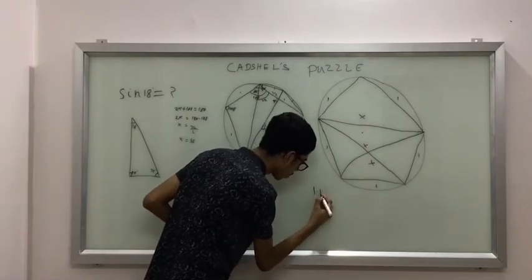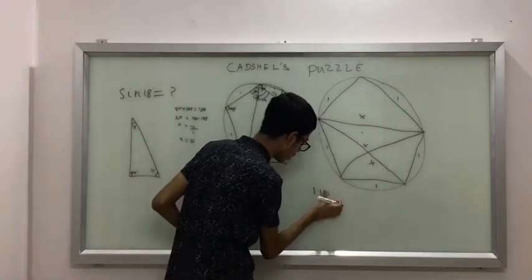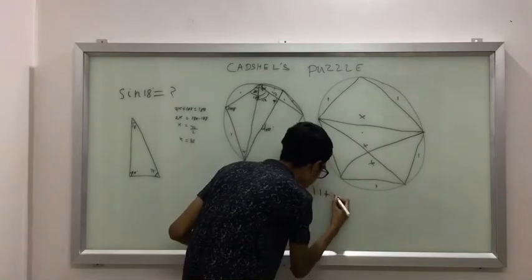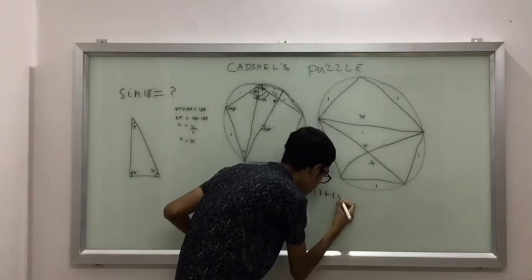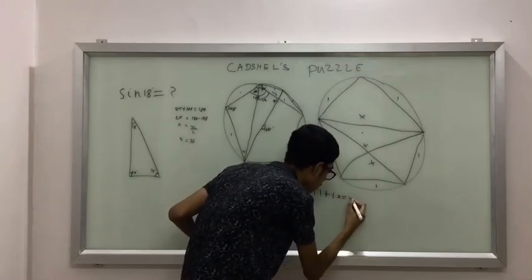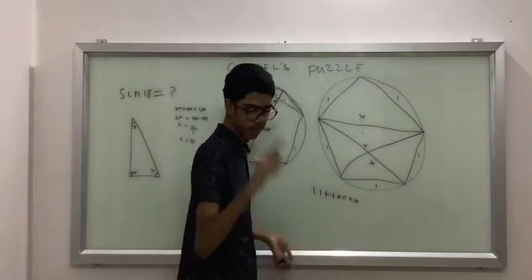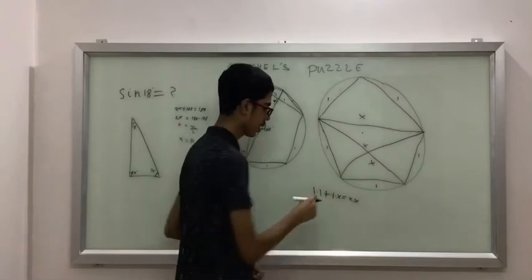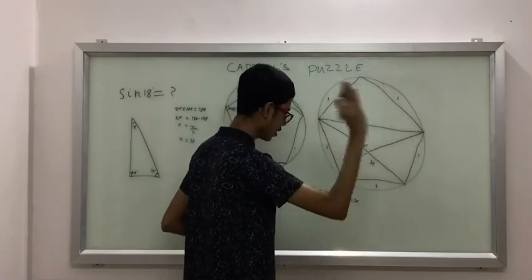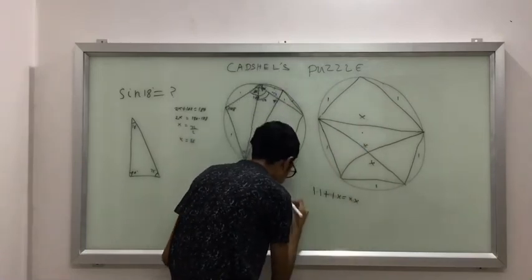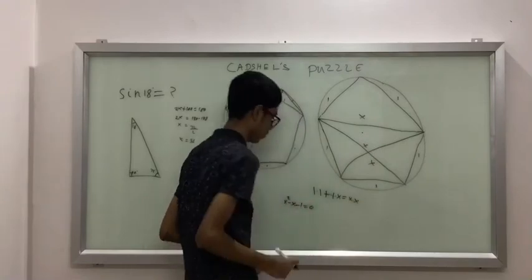1 into 1 plus 1 into x is equal to x into x. Now see, 1 into 1 is 1, 1 into x is x, and x into x is x square. So I'll put all this on the RHS, then I'll get x square minus x minus 1 is equal to 0.